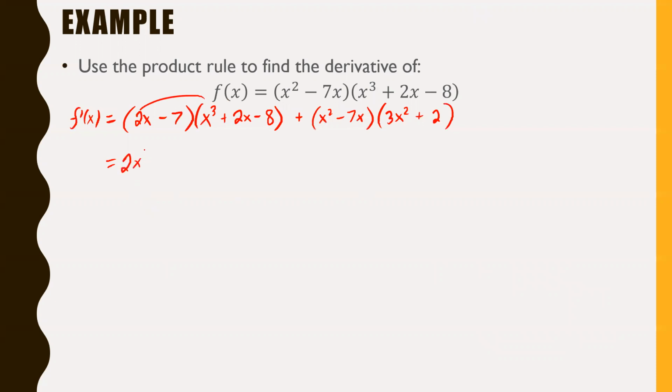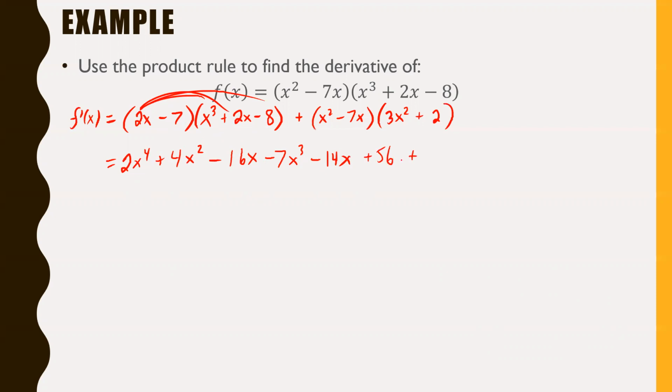is 2x to the power of 4. 2x times 2x is 4x squared. 2x times minus 8 is minus 16x. And then we'll deal with the 7 here. Minus 7 times x cubed is negative 7x cubed. Negative 7 times plus 2x is minus 14x. Negative 7 times minus 8 is plus 56. And that's just that first piece there.